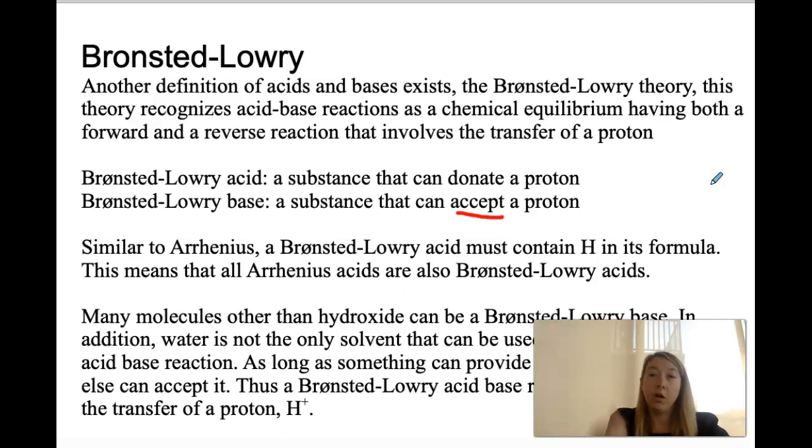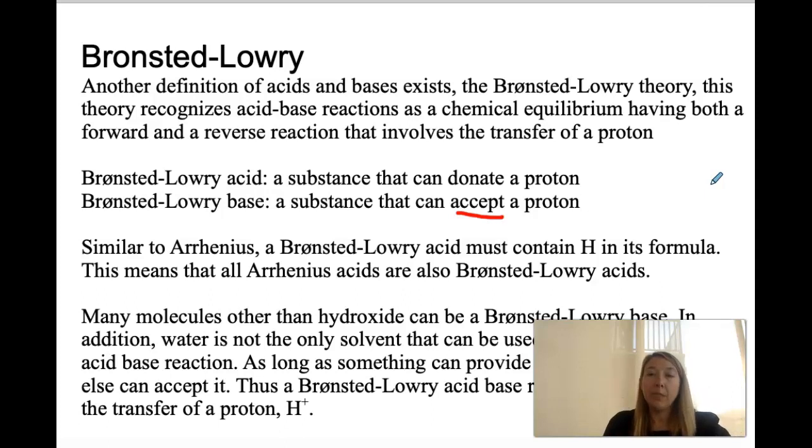Because they're going to give off the proton. And bases are known as proton acceptors because they are going to take that proton, okay? So what that means is when we write our equations, you're going to find it's going to look a little different, right? Because normally we do an acid plus water or a base and water.